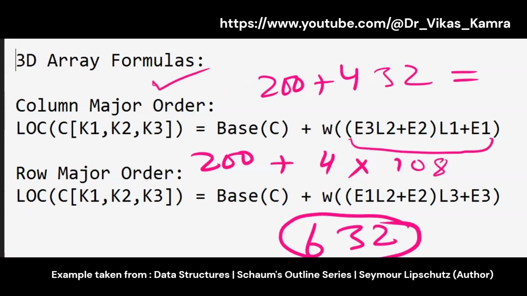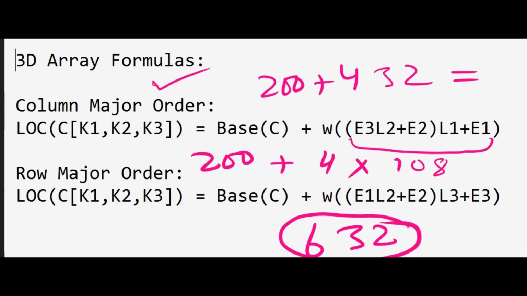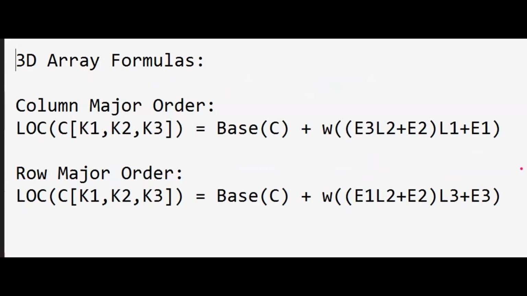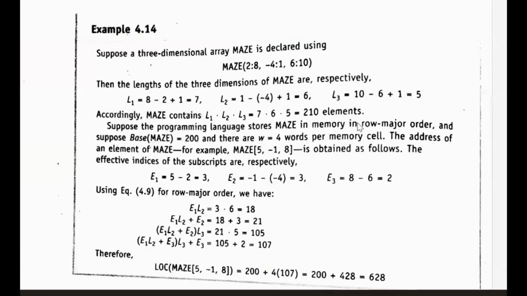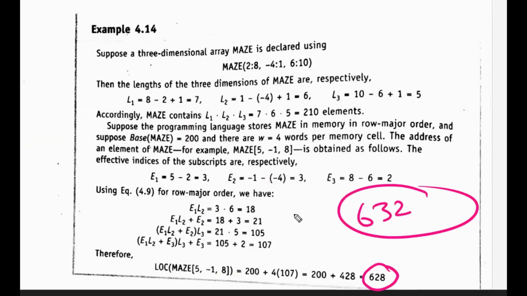Similarly, you can calculate the answer for row major order. So I'll show you once again the question given in the book. So here for row major order, the answer came 628, and for column major order, we found the answer 632. So this is for column major, this is for row major. So students, this example is very important. I will sum up with a few points.